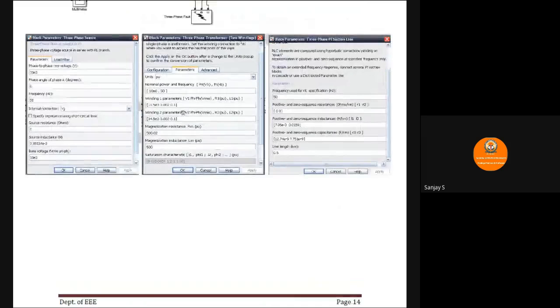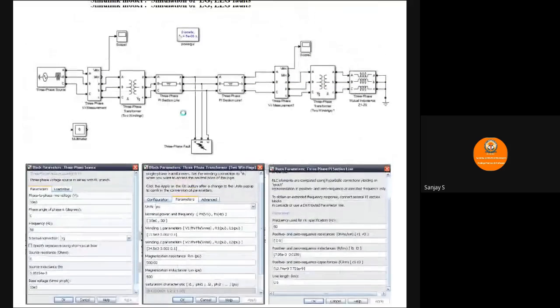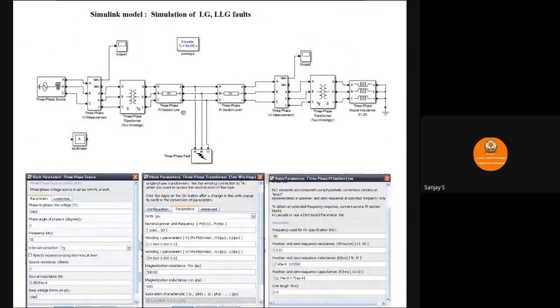In this particular example, the transmission line length happens to be 1 kilometer. So half a kilometer of transmission line is modeled using one block, and another half kilometer is modeled using another block here. The fault is set to take place in the middle part of the transmission line, at the center. So we are simulating a three-phase fault in between the transmission line.